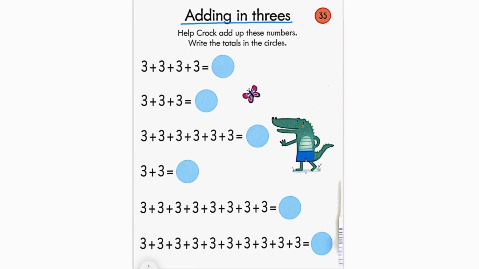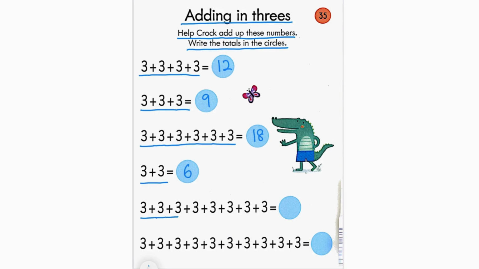Adding in threes. Help Croc add up these numbers. Write the totals in the circles. 3, 6, 9, 12. 3, 6, 9. 3, 6, 9, 12, 15, 18. 3, 6. 3, 6, 9, 12, 15, 18, 21, 24. 3, 6, 9, 12, 15, 18, 21, 24, 27, 30.